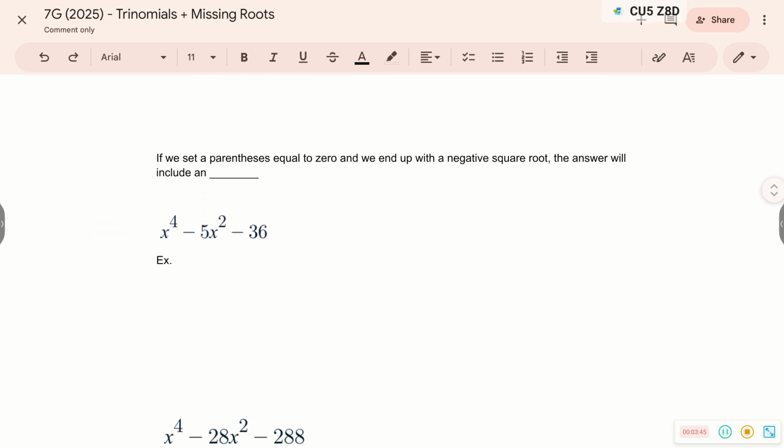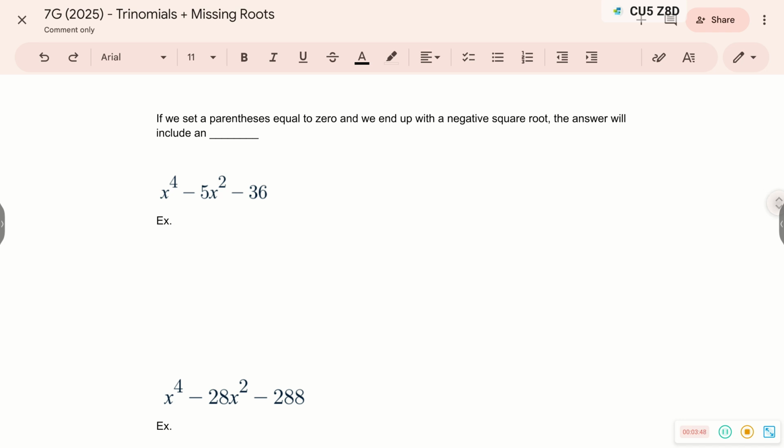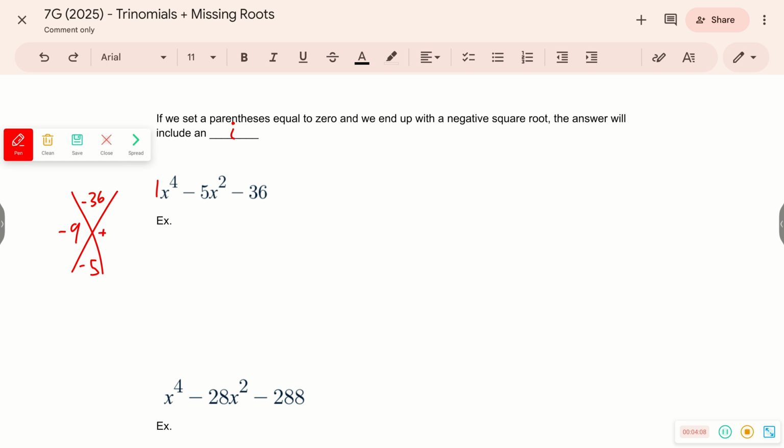If the parentheses equal 0 and we end up with a negative square root, the answer will include an i. If you remember imaginary numbers, it will have an i if we have a negative square root. So if we try to hammer this one out, we have negative 36 and negative 5. If you were to Control T that, you get negative 9, positive 4. Those two numbers multiply to negative 36 and add to negative 5. So we'll split the middle. x to the fourth minus 9x squared plus 4x squared minus 36.